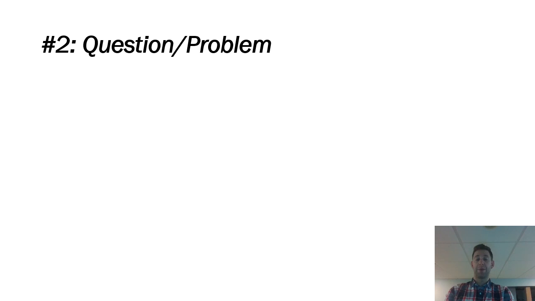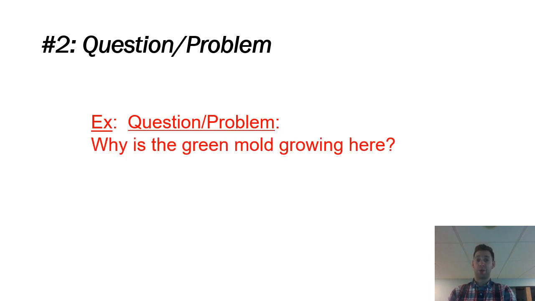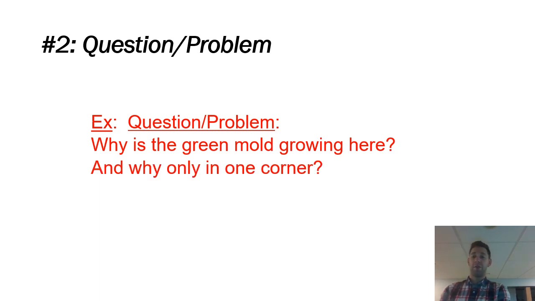Now, once you make that observation, you come up with a question or a problem. Take a second and ask, what question would you come up with if there was green mold growing in one corner of your bedroom? Probably something like this. Why is the green mold growing here? And then maybe a little further, how come it's just growing in that one corner of my bedroom and nowhere else?